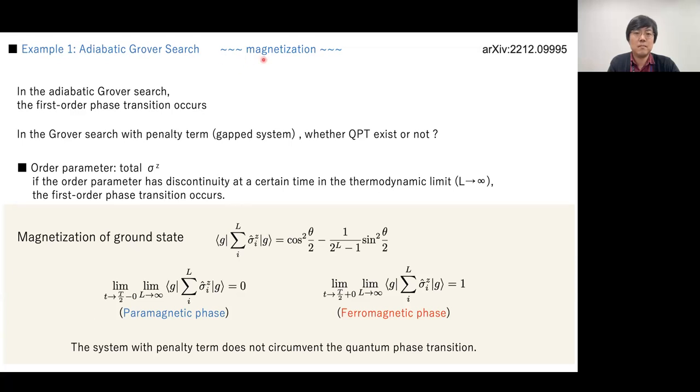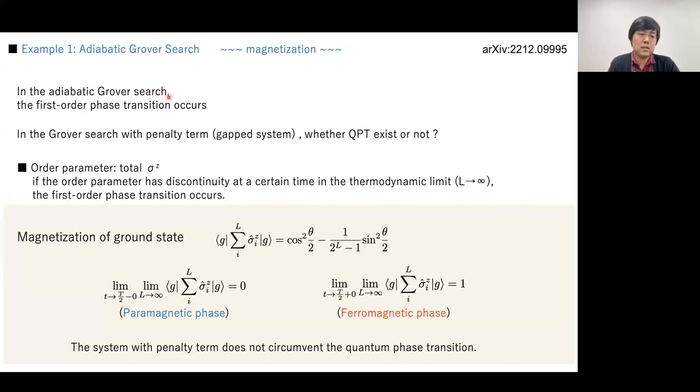Next, we investigate the magnetization in adiabatic global search. Typically, quantum many-body systems often have a gap closing point due to the quantum phase transition. So in the adiabatic global search, the first order phase transition also occurs. In our model, in adiabatic global search with penalty term, the system is fully gapped. So we investigate whether a quantum phase transition exists or not.